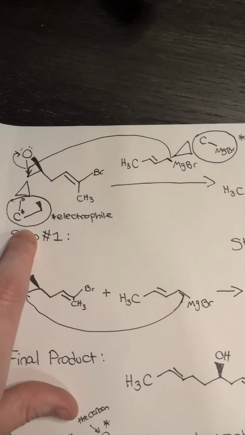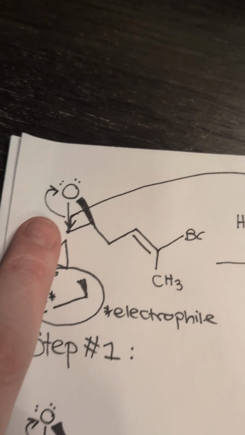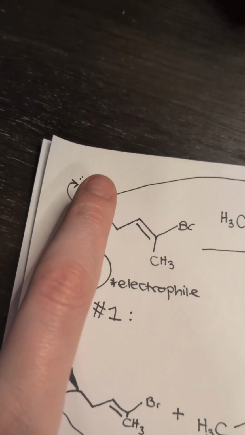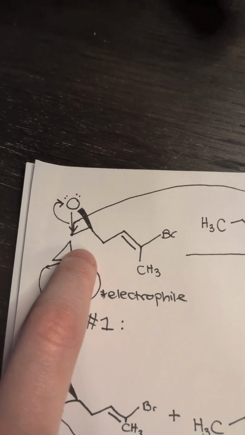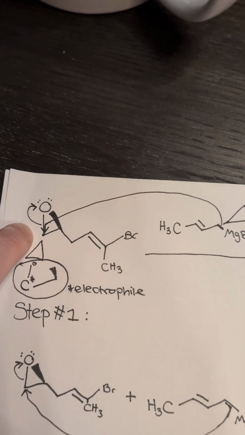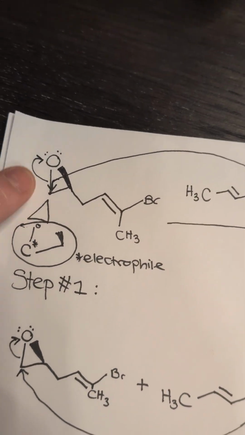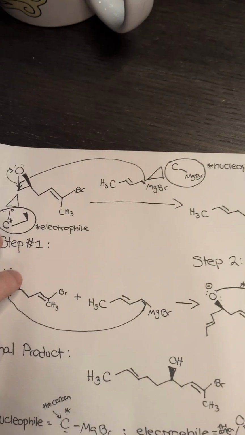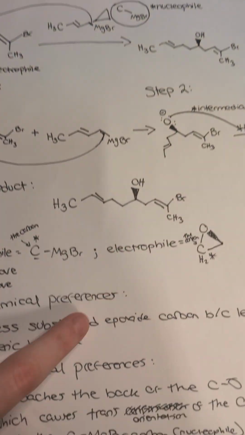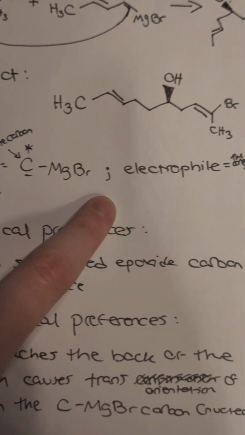It's also worth noting that the epoxide is a very strong electrophile because this three-membered ring structure is very strained, which means that the bonds are very polarized. Consequently, they're going to be very eager to gain electrons and to balance out these bonds. So those are the electrophile and nucleophile for this reaction. The epoxide is the electrophile, and the nucleophile is that carbon atom attached to the MgBr.